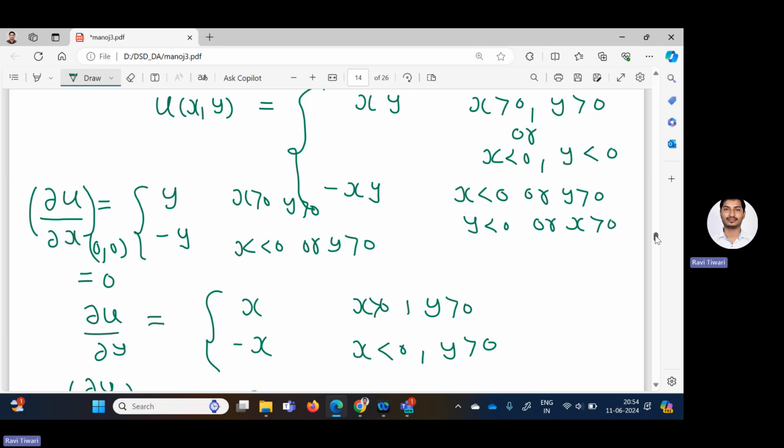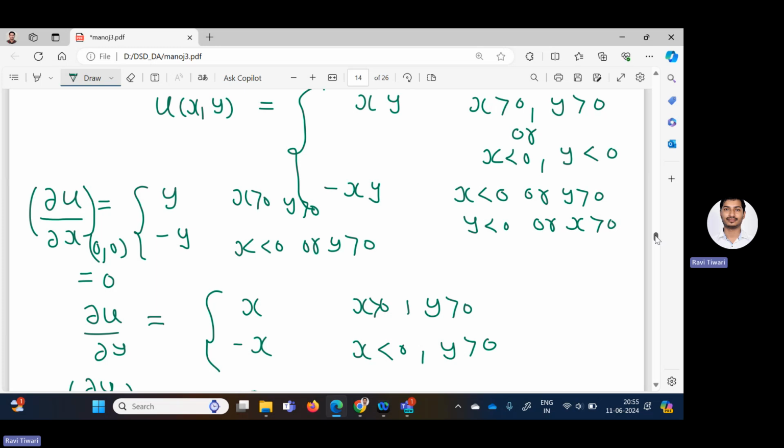Because I explained what additional condition should be added to the CR equations so that we can ensure the function is differentiable. What was that additional condition? All 4 partial derivatives must exist and be continuous. What are the 4 partial derivatives? Either plus y or minus y, x or minus x. These are polynomials, so they are everywhere continuous and differentiable. So we can say this function is differentiable at z equal to 0.